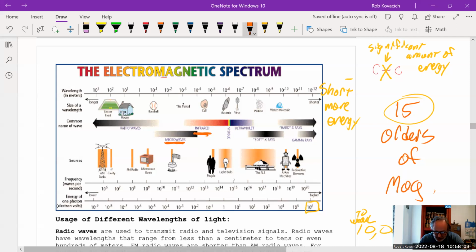Okay, so infrared, that's just the heat signature of light that's given off. And microwaves, the cool thing about microwaves that we learned. Here's the water molecule.